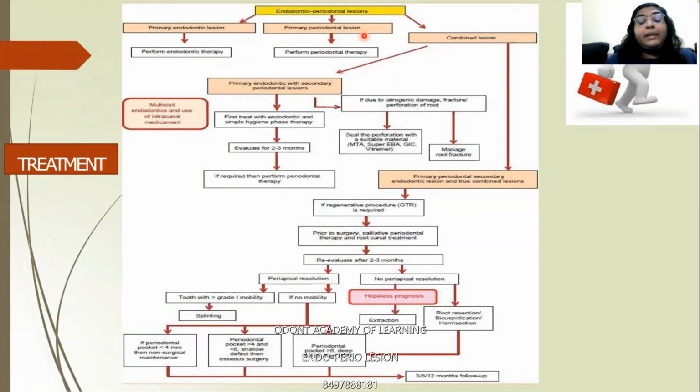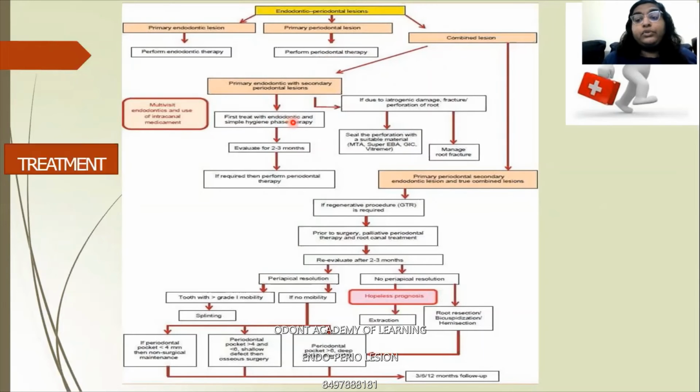In the case of a primary perio lesion, we perform periodontal therapy. So either scaling and root planing, followed by any other deep curettage or pocket therapy, depending on how much the periodontal destruction has occurred. So we perform only periodontal therapy. Now, in the case of a combined lesion, it is again divided into two types. In combined lesion, the first type is primary endo with secondary perio, and then we have primary perio with secondary endo and true combined lesions.